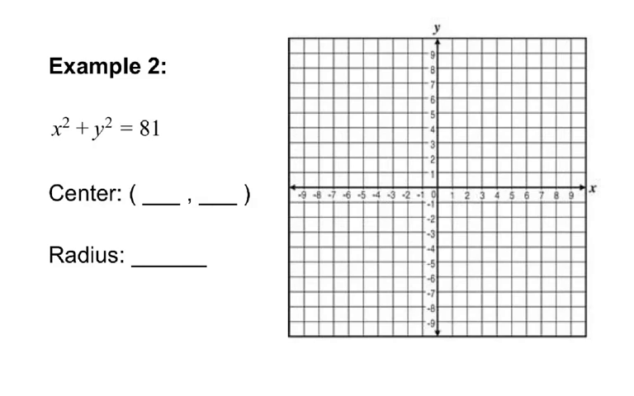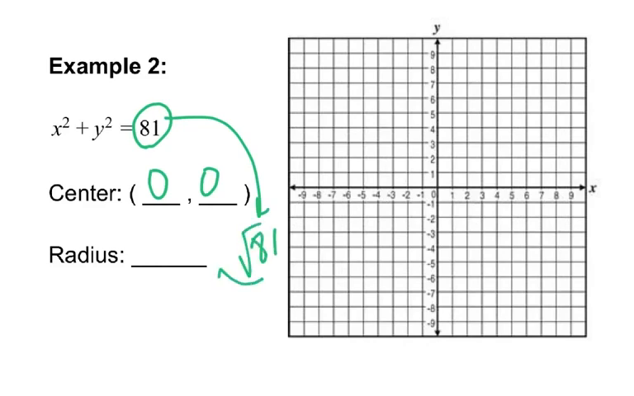All right, one more example together. So example 2, it's x² + y² = 81. We know whenever there's no numbers with the x or y that it's just simply (0, 0) as our center, or the origin. Okay? For the radius, let's look at 81. We're going to take the square root of 81, and we get 9.